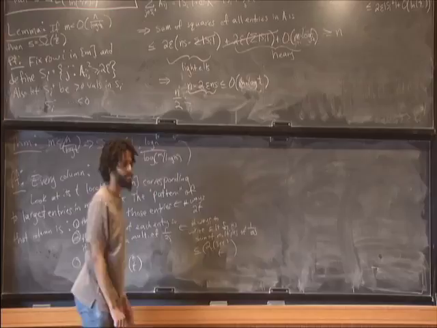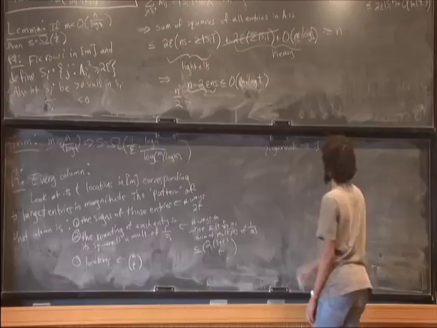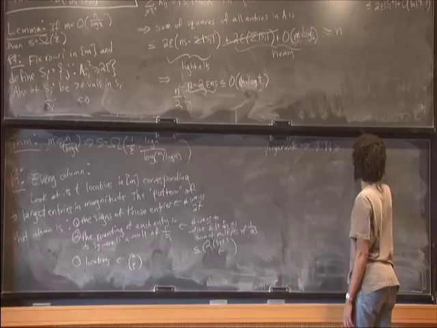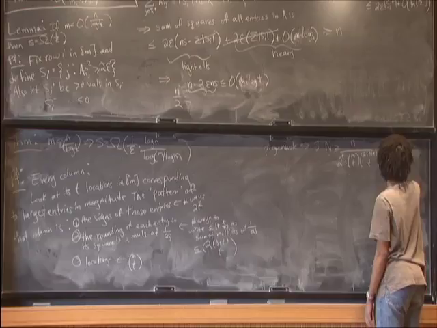Okay. So pigeonhole implies there exists a set of at least N over 2 to the T times M choose T times 2S plus T choose T columns with the same pattern.